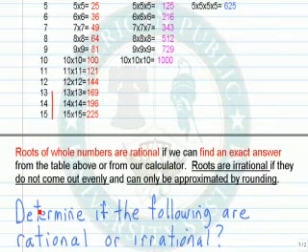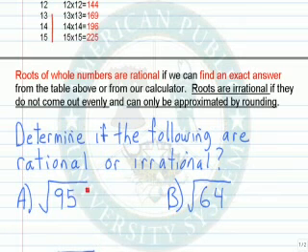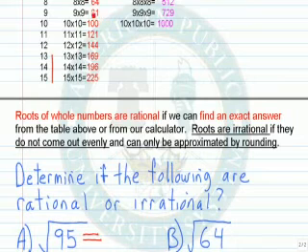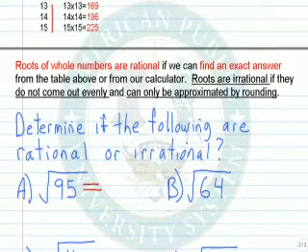So for the following problem, let's determine if they are rational or irrational. If we start with the square root of 95, if you look up at 95 above, notice 95 is not either 9 or 10, so it's going to be irrational. However, we have to be careful.